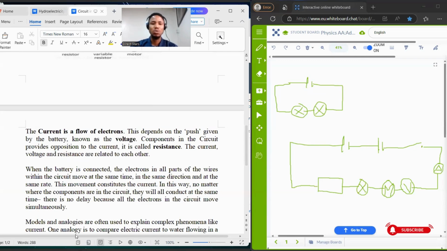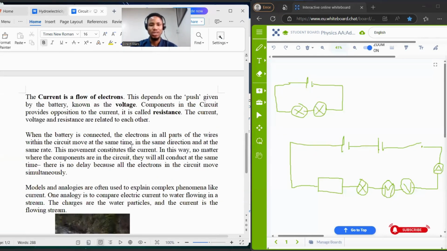So components in the circuit provide opposition to the current. All the components in the circuit provide opposition to this flow of current. And why do they do that? It's because they have what we call resistance. So resistance is the opposition to the flow of current. When the battery is connected, the electrons in all parts of the wires within the circuit move at the same time, in the same direction and at the same rate when we switch on the circuit. No matter where the components are in the circuit, they all have the current at the same time.